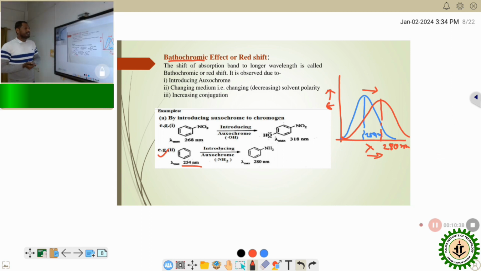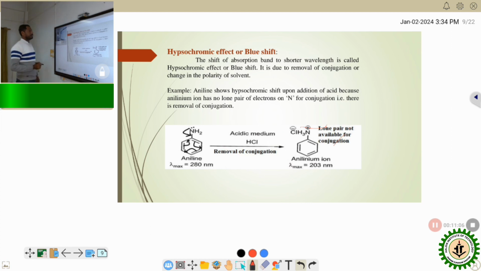Why is this type of shift observed? In the presence of an oxochrome, changing solvent polarity, or increasing conjugation. Here you see that NH2 has a lone pair, and this lone pair is conjugated with the benzene ring. Due to this conjugation, the absorbance is shifted towards a longer wavelength region. So this effect is known as bathochromic shift or red shift.